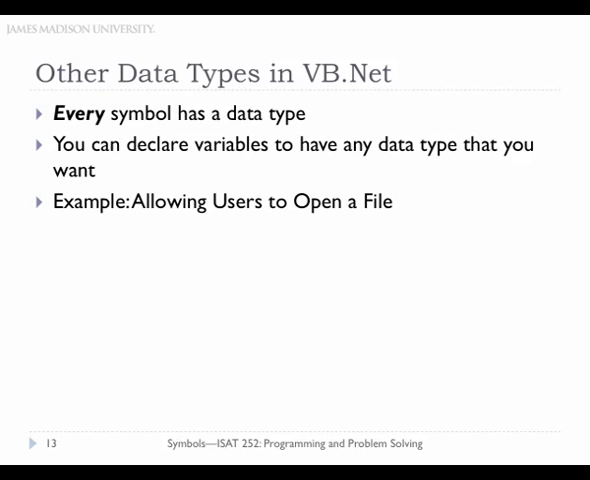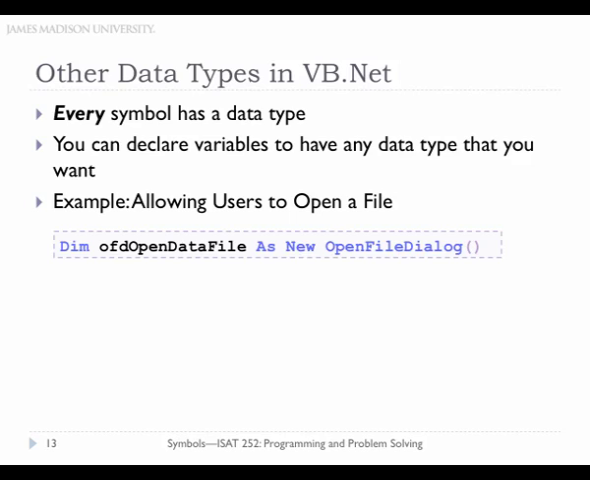You can declare variables to have any data type that you want. And here's an example allowing users to open a file. We're going to use the Open File Dialog class as our data type. So you see we have the dim keyword.